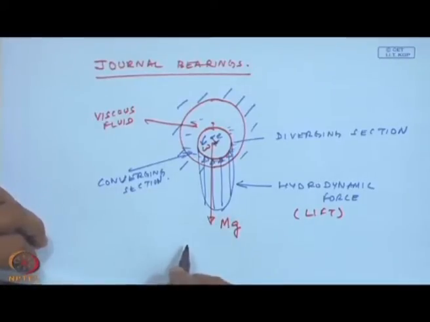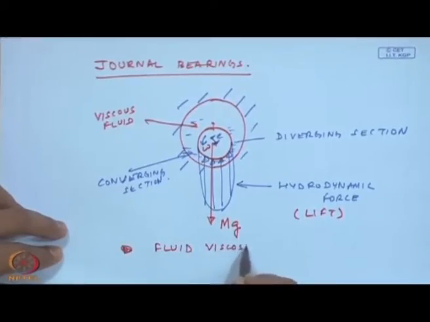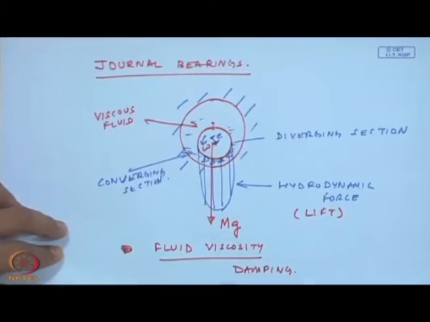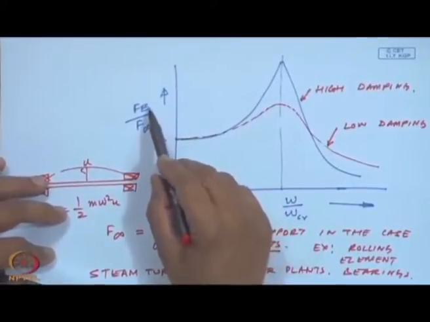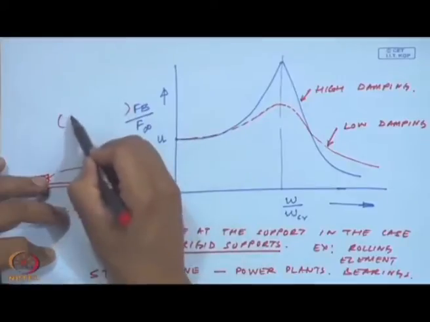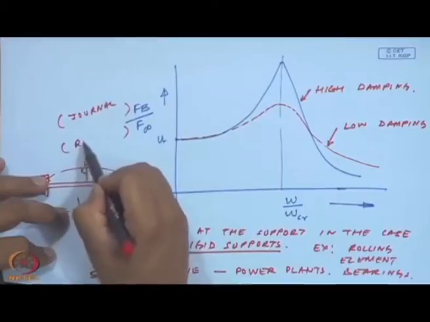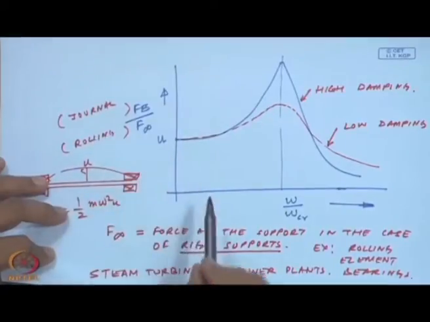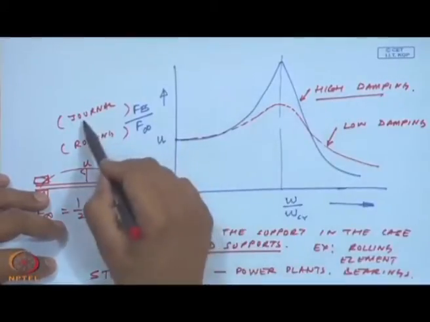So, in the journal bearings, essentially the fluid viscosity comes into play, and we can introduce damping, and thus reduce the force which is coming onto the bearing. If I go back to this plot here, this is because of the journal bearing, and this is because of the rolling element bearing. So, I can reduce the loads coming to the supports by introducing damping, which is only possible with a journal bearing.